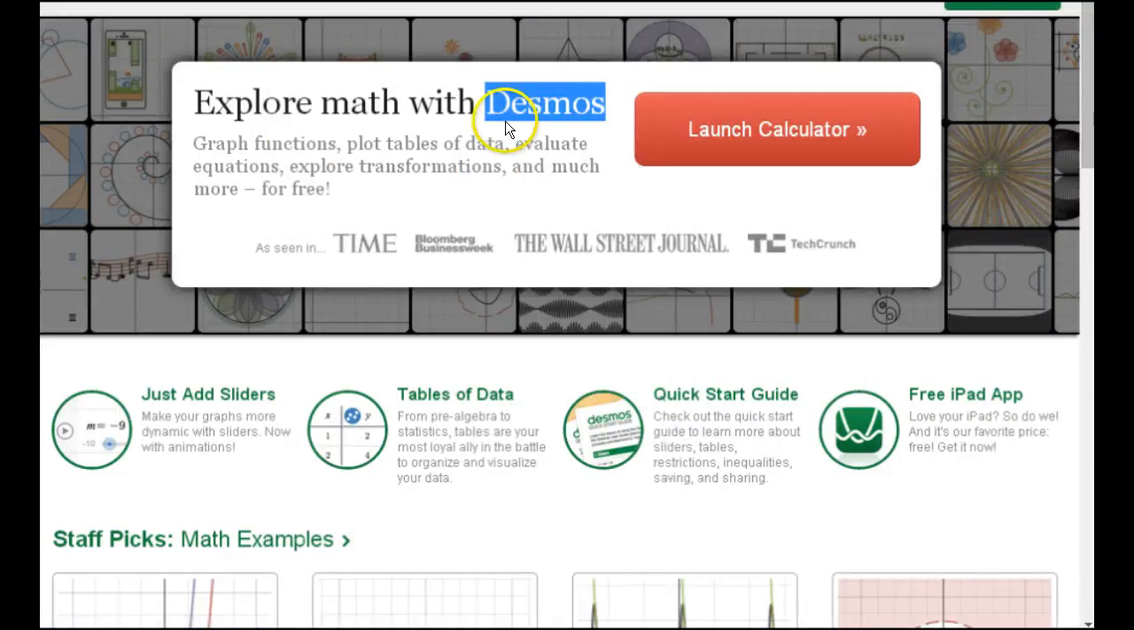Go to desmos.com, desmos.com. And then this will pop up and just hit launch calculator. Chrome? Yeah, do Chrome. Or try Internet Explorer actually first.